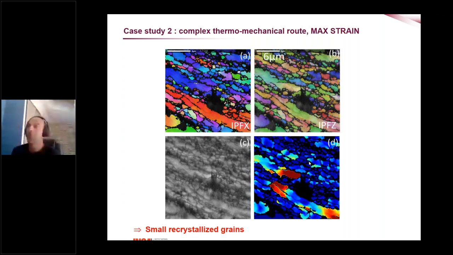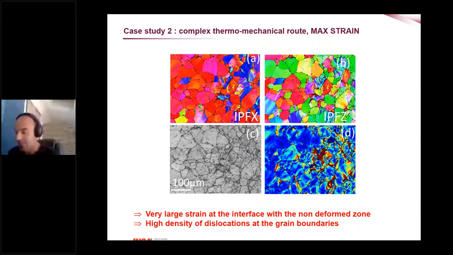Now, the most interesting part was to look at the zone in your samples between where it's deformed and undeformed, because as you can see, when you have these double compressions at the boundary between deformed and undeformed parts, you will have a very large strain here, a very large shear strain.